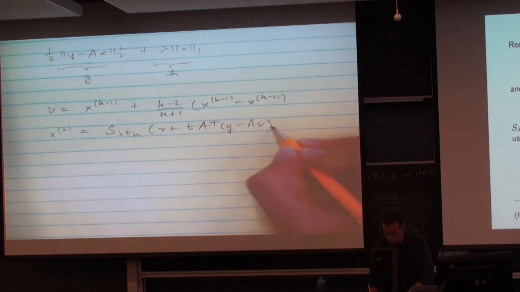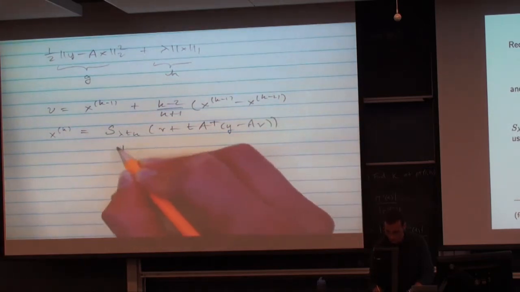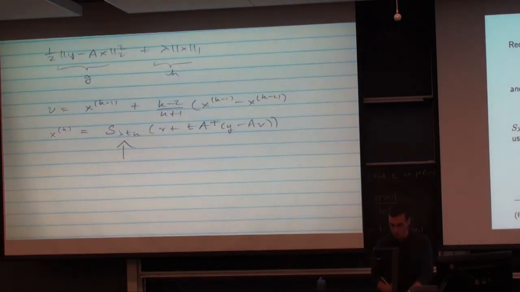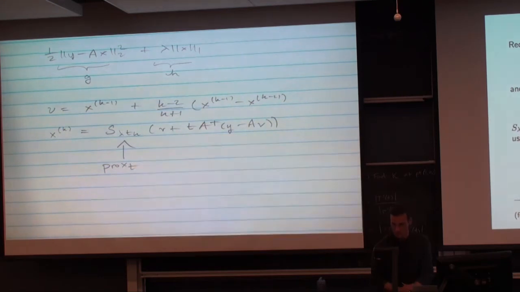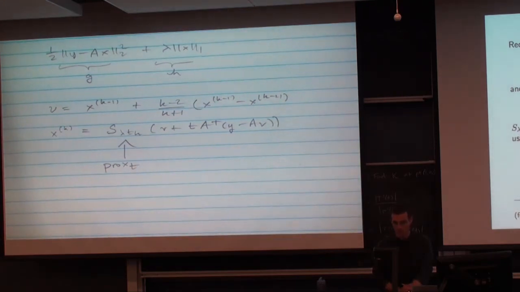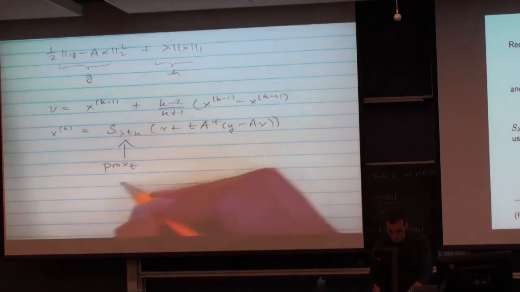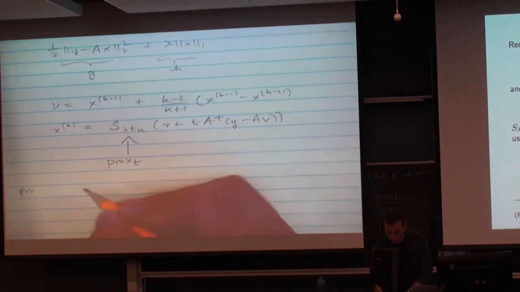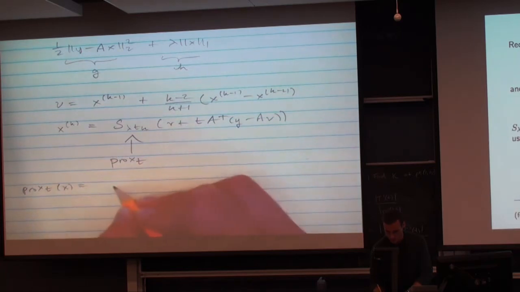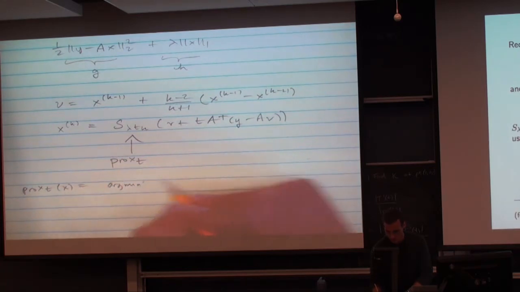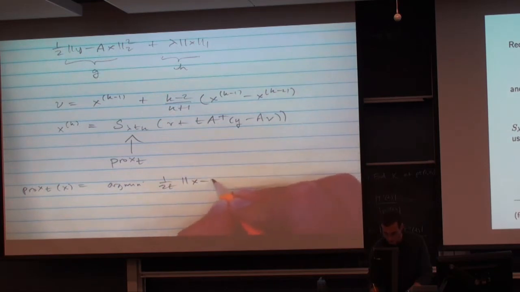Okay, and in case we've forgotten, why is that soft thresholding here? Well, that's because in this case, this is the prox operator at t. The soft thresholding function is the prox operator. In other words, the prox here is the minimizer of the following problem: 1 over 2t times the norm of x minus c squared, plus h.